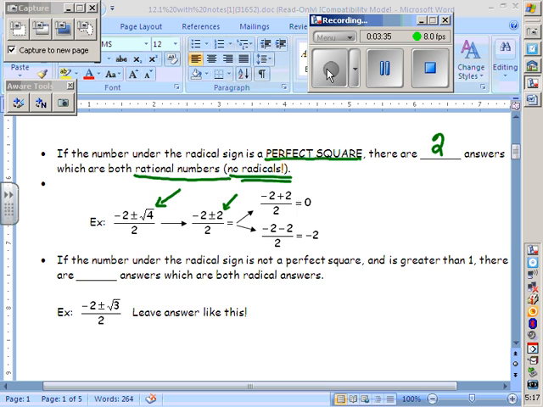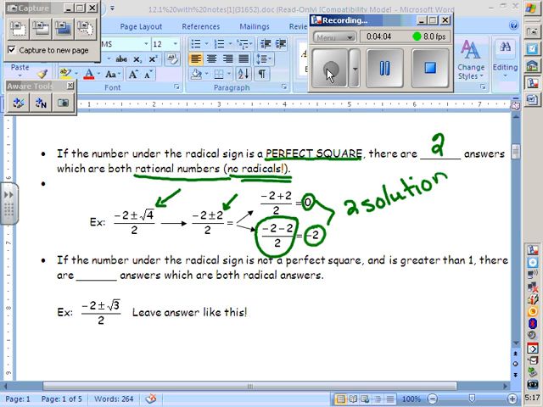And that can be broken up into two separate equations. The first equation will be negative 2 plus 2 over 2 equals 0, and the second, negative 2 minus 2 over 2. So the first solution we get is 0, and the second solution we get is 2. So we have a total of two solutions. This is very helpful while we're working, so we know how many solutions we need to be looking for.